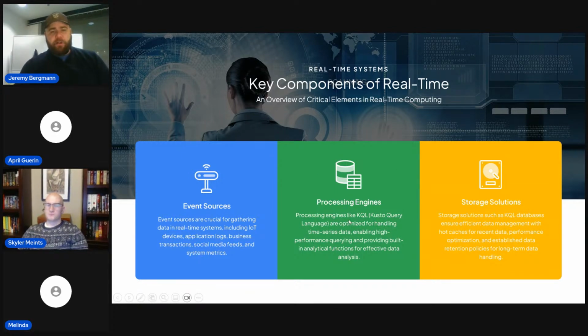So processing engines, these are optimized for handling that type of data that's coming to you in time, enabling high-performance querying of real-time data. And then the storage solution, so it helps you ensure efficient data management with hot caches for recent data, performance optimization, established retention policies for long-term data handling. So in a lot of words, it's designed for storing real-time data, and then you could set rules for how you retain it.